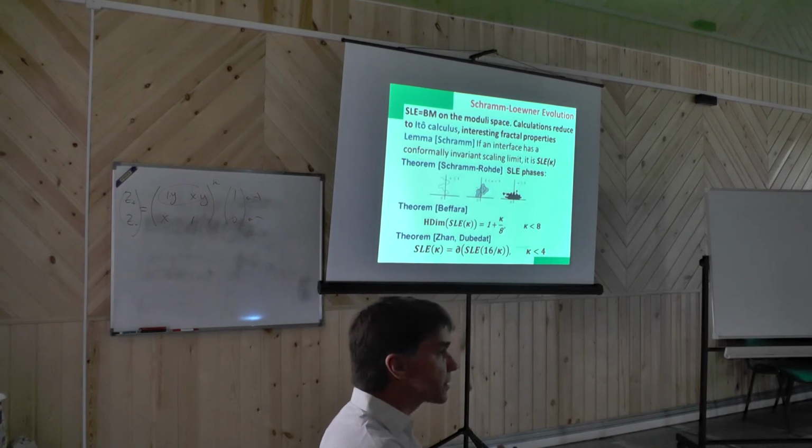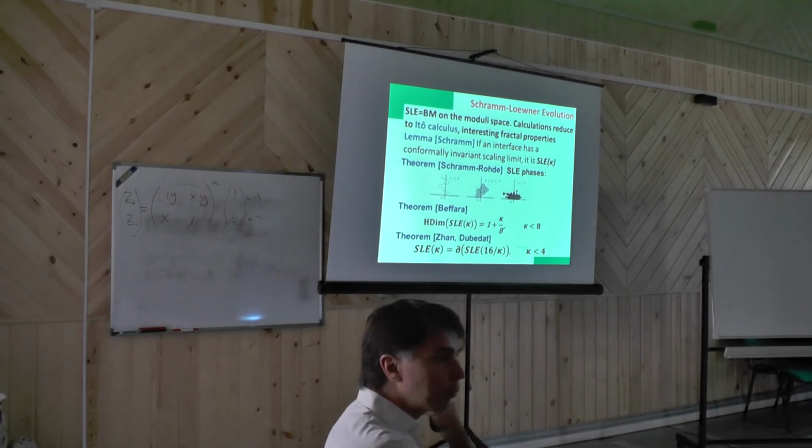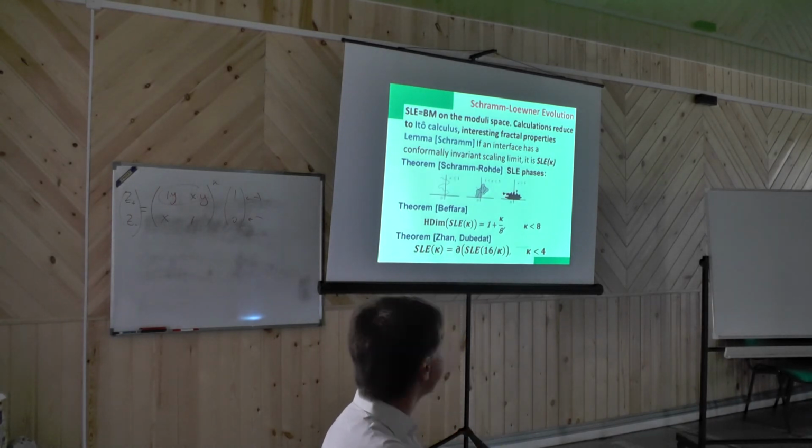But the main thing is a beautiful lemma of Schramm, which essentially I proved on one slide. It's the whole proof of this lemma. You need only to do it more rigorously, which says that if a domain O in some model has a conformally invariant scaling limit, it is an SLE kappa for some kappa.